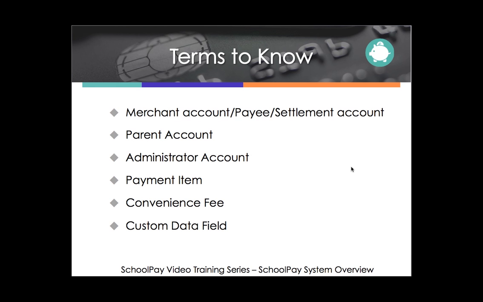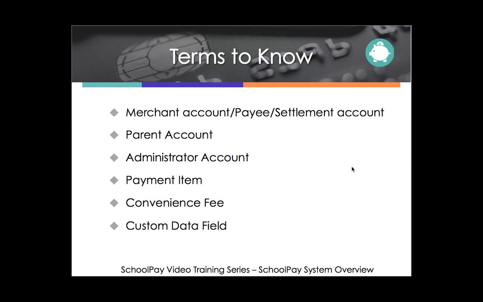Payment item. A payment item is very simply something that can be taken, something for which payment can be made. Payment items are all the individual fees and things available for payment that are managed and created within the administrator account in SchoolPay. Once they're created, those payment items appear in the parent account for the different parents to pay for.